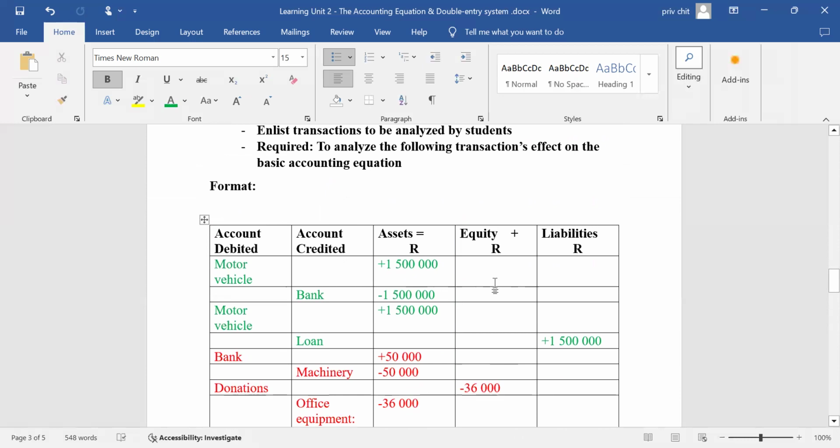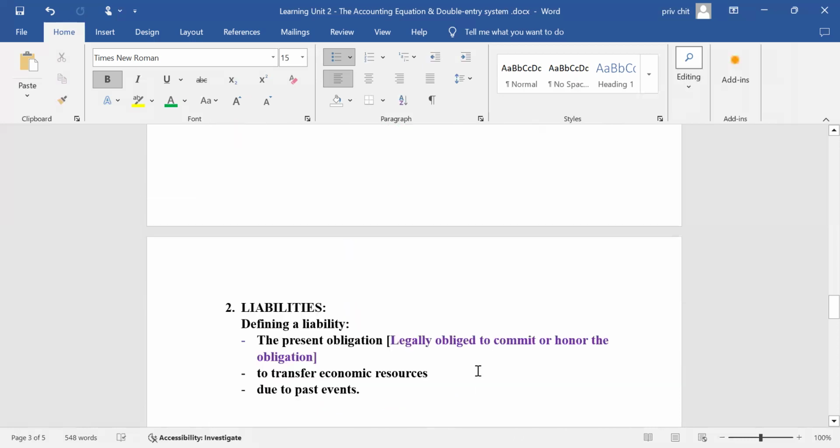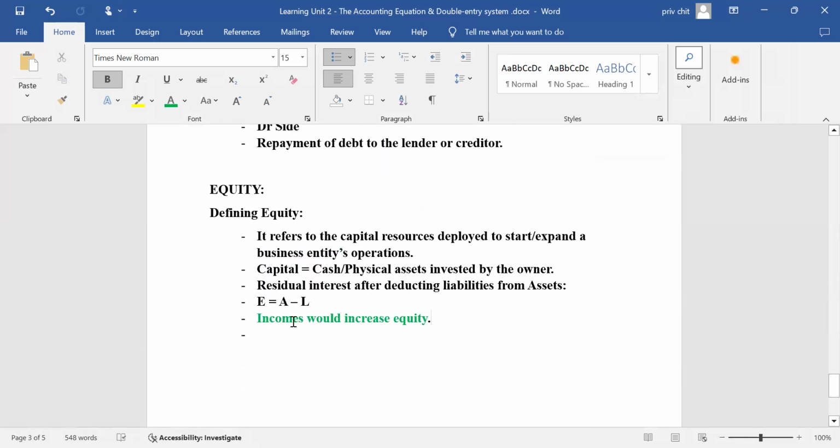Are we together? Yes. And then if I'm saying expenses decrease equity, it means it will be a minus on the equity column when you are doing the analysis of transactions. So essentially, we are saying expenses would decrease equity. Does it make sense? Yes. Right.